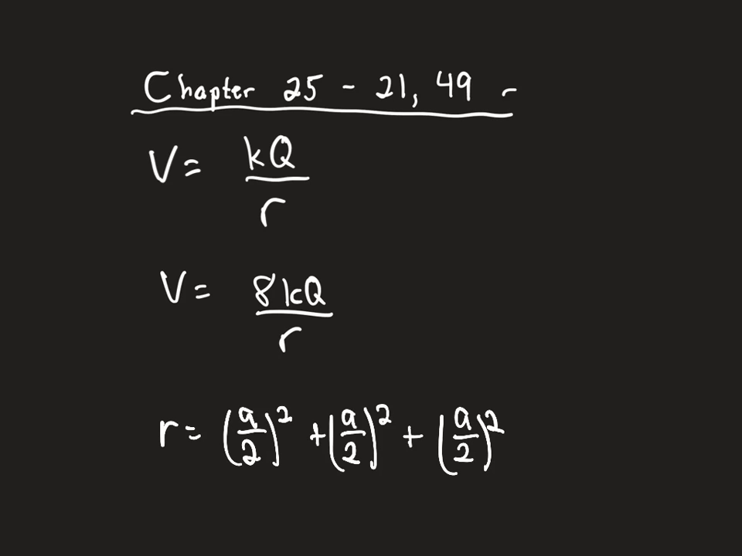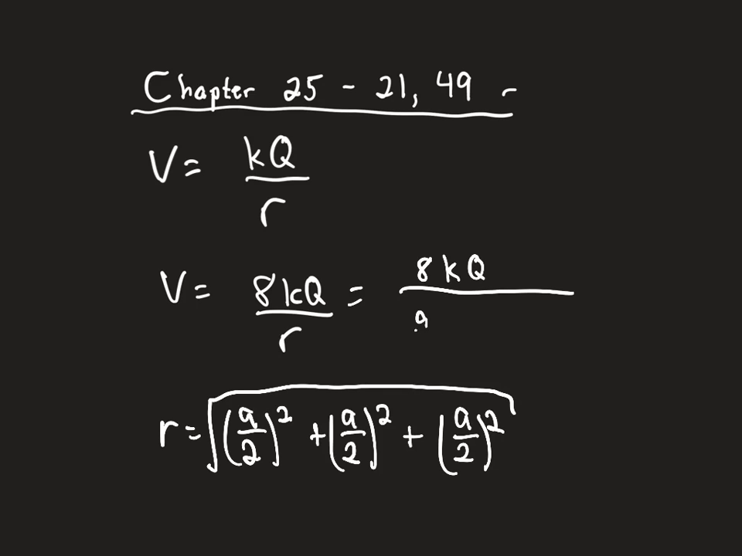And what do I need to do to this R? I'm adding it like the Pythagorean theorem. So I have squared, squared, squared, square root. So there's my R, and my potential is 8 times K times Q divided by the square root of (A over 2) squared plus (A over 2) squared plus (A over 2) squared. Does that help?